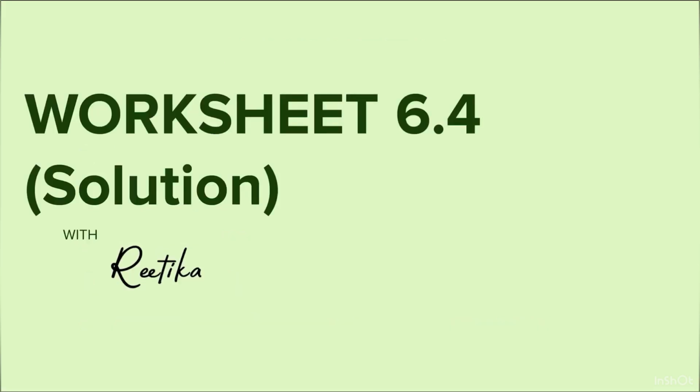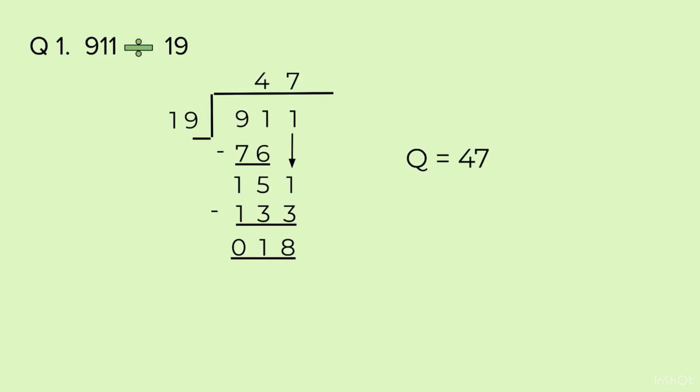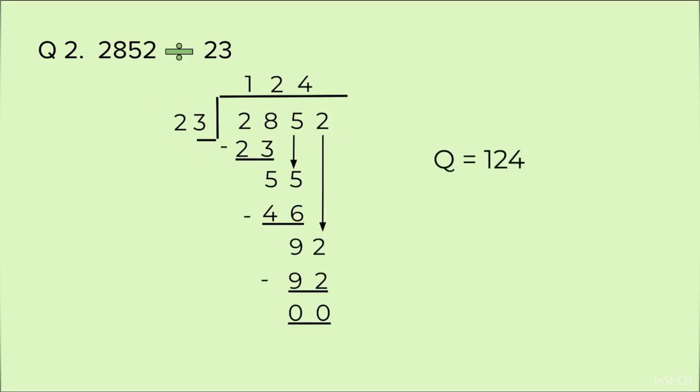Let us look at solutions to worksheet 6.4. Question 1. 911 divided by 19. Here students, I have not explained all the questions, only the questions which have something different I have explained those questions. Here quotient is 47, remainder is 18. Question 2. 2852 divided by 23. So quotient is 124, remainder is 0.